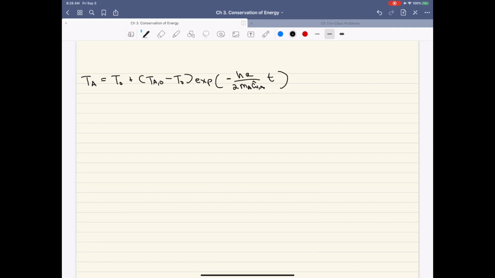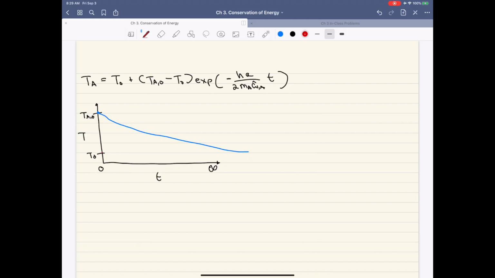If we plotted the temperature versus time again, infinity, this is 0, this is TA naught, this is T naught. For the gas temperature, we still have an exponential decay, but it's not as shallow. And I'll talk about what that means in a bit. So it's not as shallow.